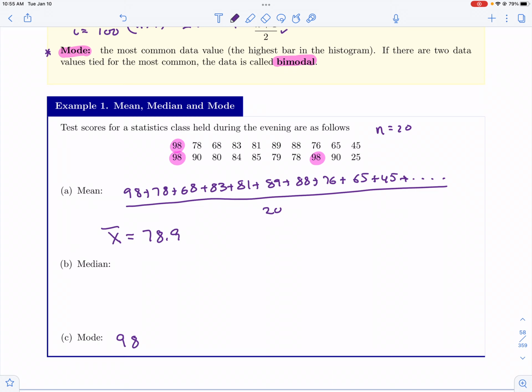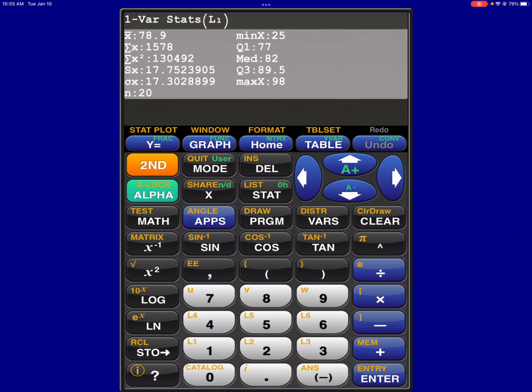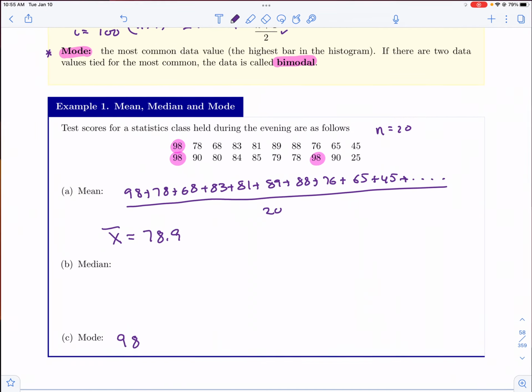And then again, with our median, since we have our 5-number summary, we can use that to figure out what our median is. So if we go back to the calculator, again, 1-Var Stats calculated it for us, so we can see our median is 82. So we can write down our median.